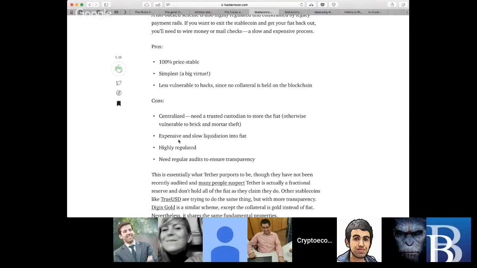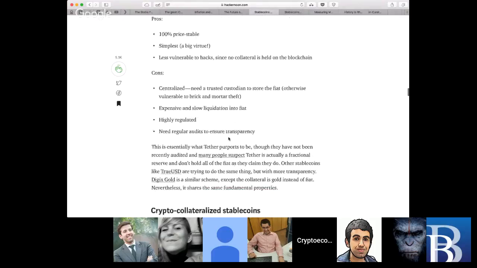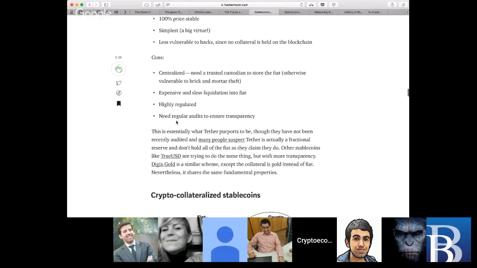So expensive because you need to gather that reserve of dollars or euro, and the liquidation into fiat can be quite slow. It is also highly regulated because of the reserve that you are managing. And you need regular audits to ensure transparency, because there is no connection between the blockchain and the traditional banking system.